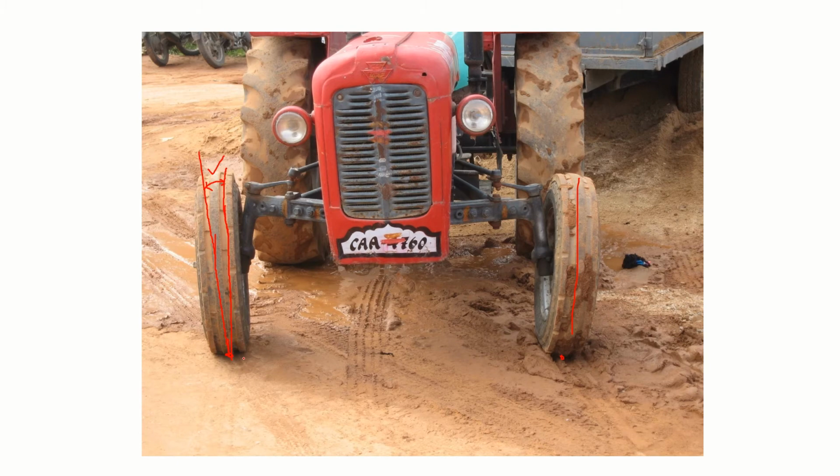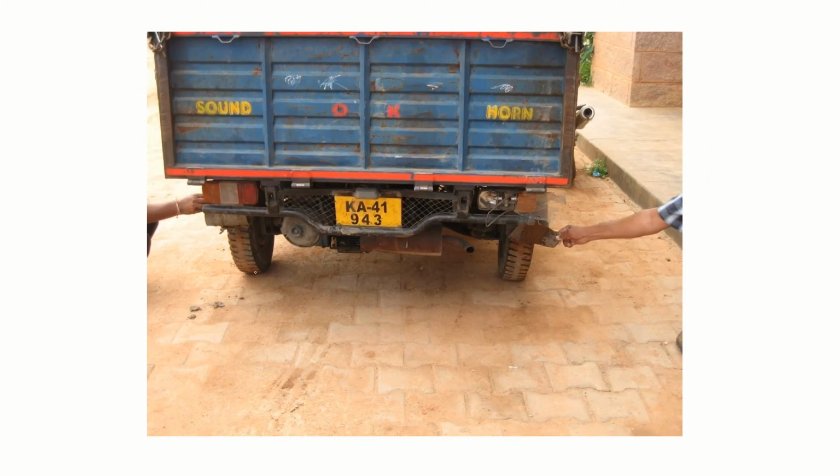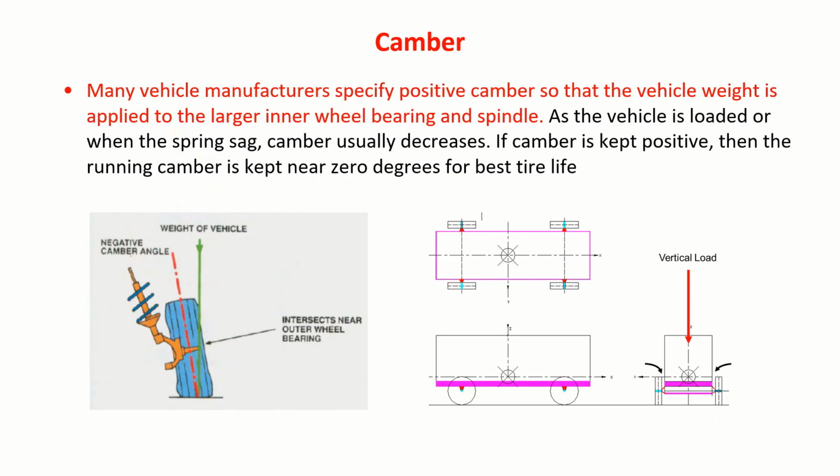It is desirable that the positive camber on both the wheels remain the same. Definitely there will be small variation because of various reasons which I do not want to deal with now. So the same angle is preferred. Here also you can observe that positive camber.